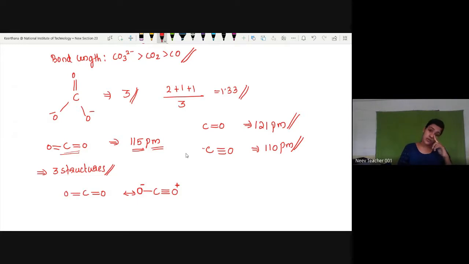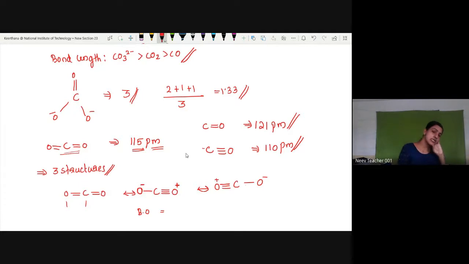O minus and O plus, and the same thing. These are the resonance structures of carbon dioxide. And when you are calculating the bond order, what will be the bond order? Let's consider this oxygen and this carbon. What will be the bond order?